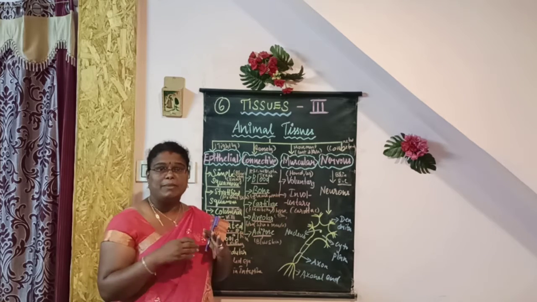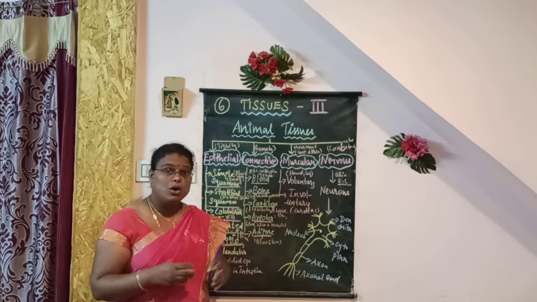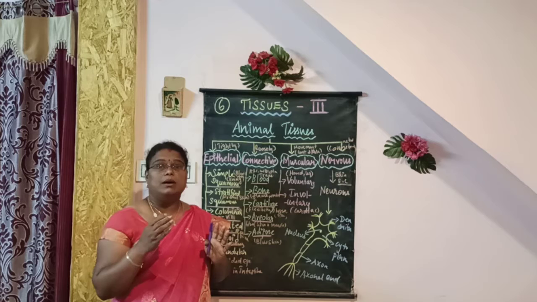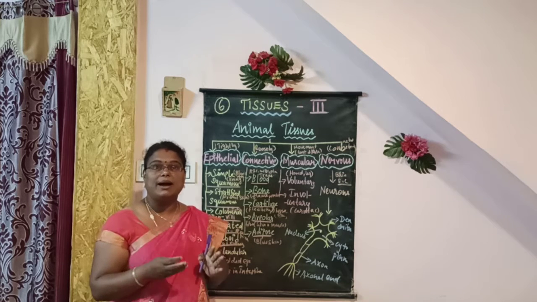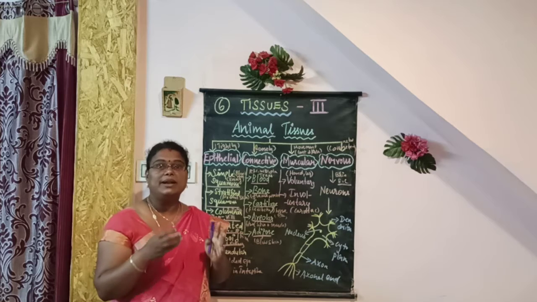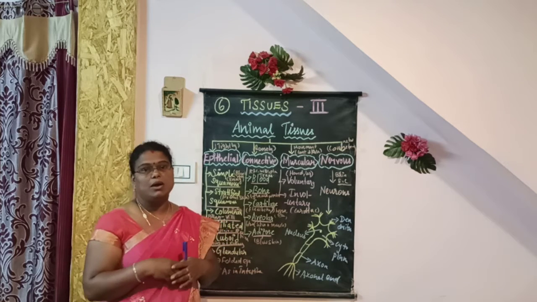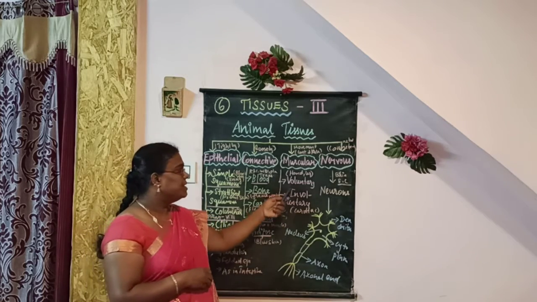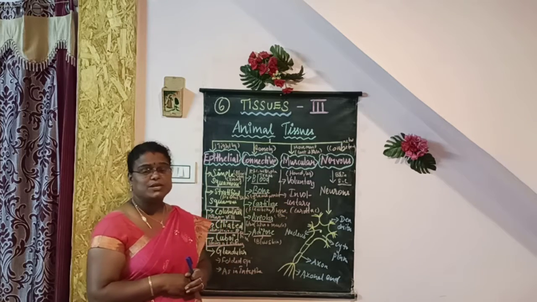Involuntary muscles are the muscles which move involuntarily without our conscious or without our knowledge. Example, cardiac muscles. Cardiac muscles are present in the heart. This functioning of the heart takes place involuntarily without our conscious. That is called involuntary muscles. So voluntary and involuntary muscles are the types of muscular tissue.